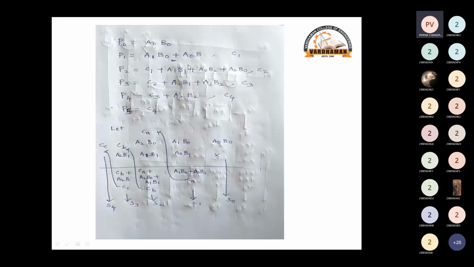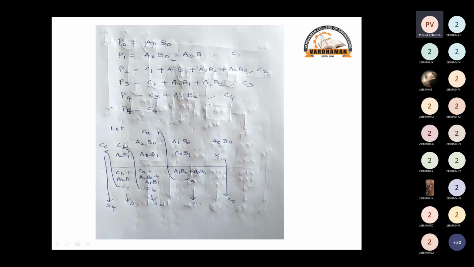This is how we can break it: A2 B0, A1 B0, A0 B0, A2 B1, A1 B1, A0 B1. Here I am treating this as S0. A1 B0 plus A0 B1, I am treating as S1, and the carry is CA, which goes to the next level. Here we are adding CA plus A2 B0 plus A1 B1, and the carry will be CB. This goes to the next position.